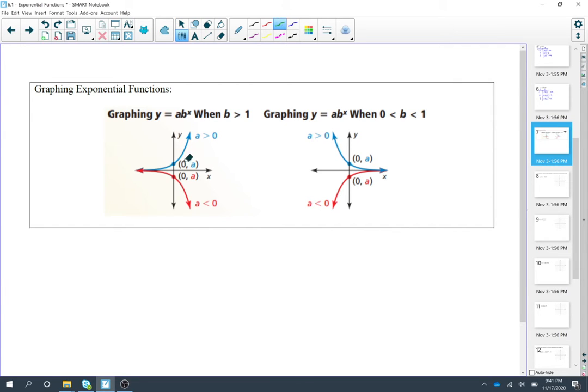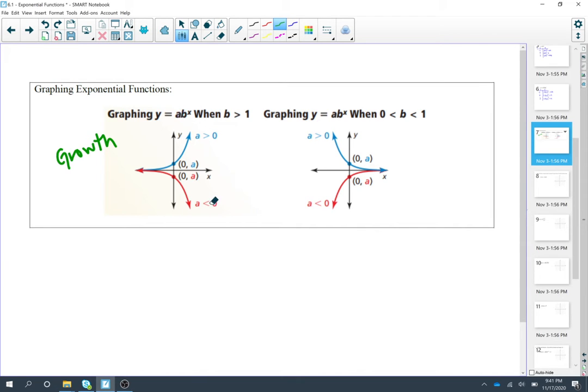In this scenario, first of all, I want you to focus on this blue part that's going up. When the blue part goes up like this, that is when your B value is more than 1, and we tend to look at that as growth, which we'll hit on more later, but your function is essentially growing. So your B value is 2, 3, 4, bigger than 1. Now, the red graph we get still when B is greater than 1, but when we take that A value and we make it negative.